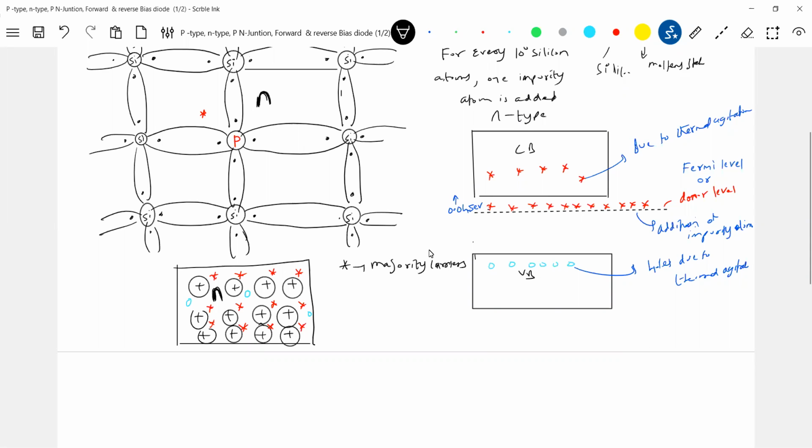Majority carriers or minority carriers. Not valence electrons or free electrons, you just call them electrons here. So for N-type, what happened? The free electrons are majority carriers. Holes are minority carriers. Why do we have holes? Due to thermal agitation. Holes are not due to addition of impurity atoms.